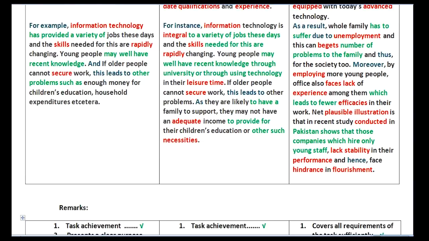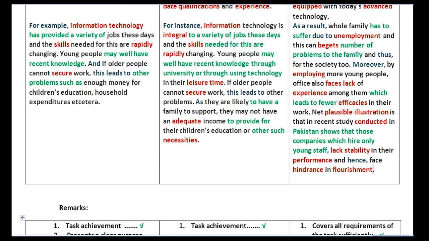Now, I'll justify my last line by taking one example, and it is, for example, information technology has provided a variety of jobs these days, and the skills needed for this are rapidly changing. Young people may well have recent knowledge, and if older people cannot secure work, this leads to other problems such as enough money for children's education, household expenditures, etc. And the same meaning with 7 band.